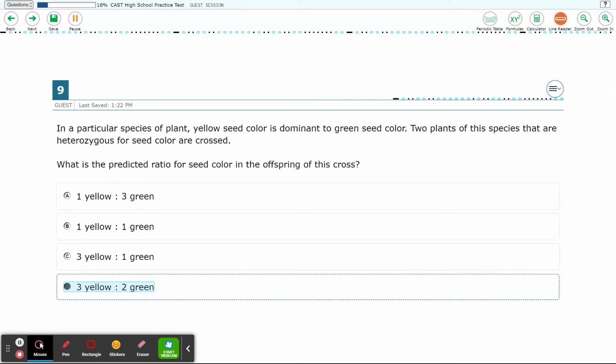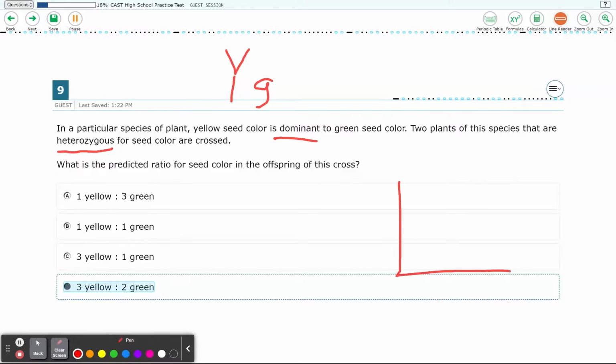To solve this problem, we'll need to use a Punnett square. When you have genes like this, if they are heterozygous, as we see here, that means that each seed will have a yellow gene and a green gene, one of each, hetero, different. I made the Y capital because yellow was dominant and green was recessive. And so we make the square by making a little four square thing here.